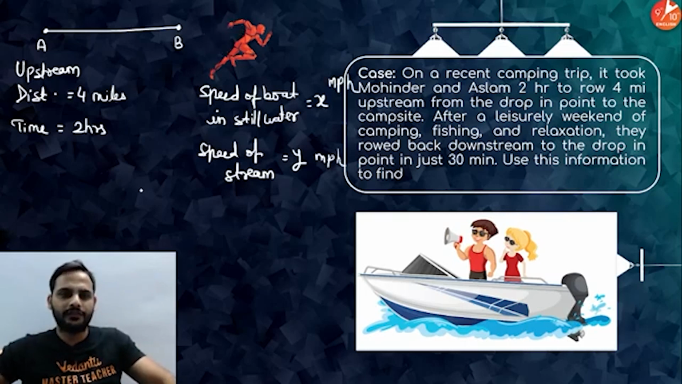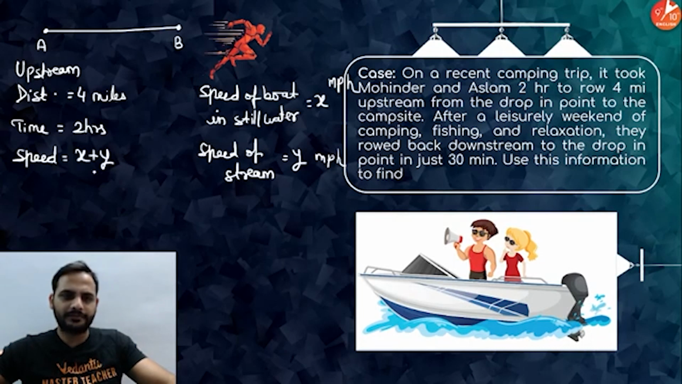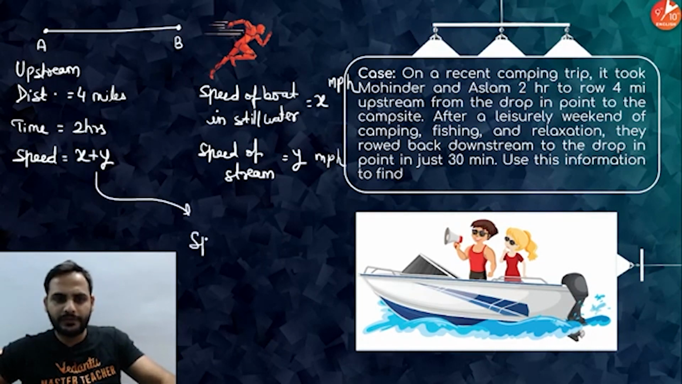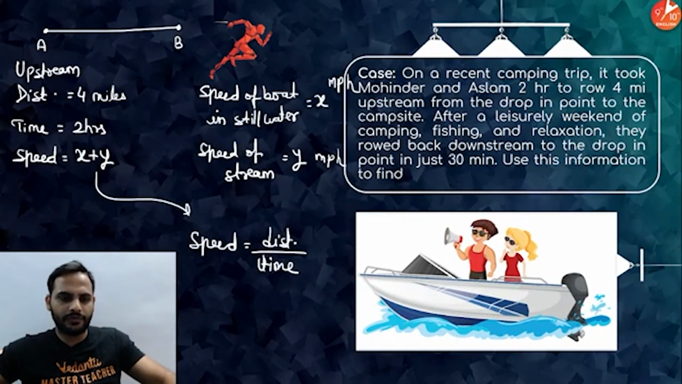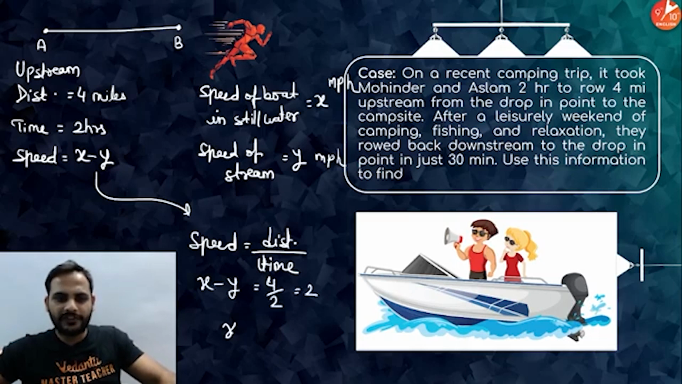So speed in upstream will be what, beta? X plus y. We know speed is equal to distance upon time. Sorry, x minus y. So speed is x minus y. Distance upon time is 4 upon 2, which is equal to 2. First equation: x minus y is equal to 2.